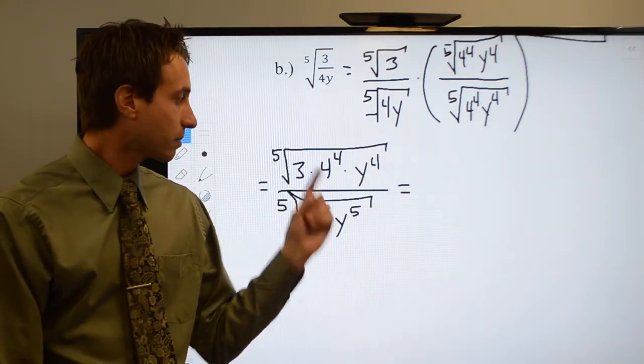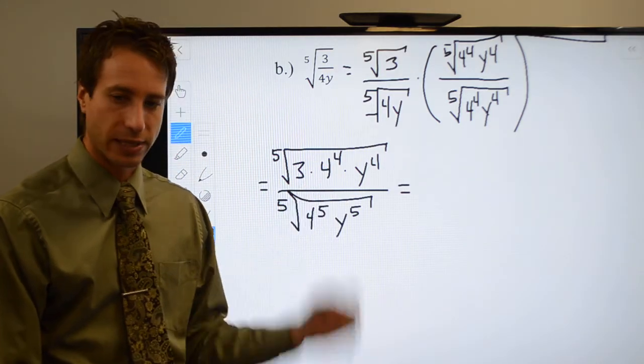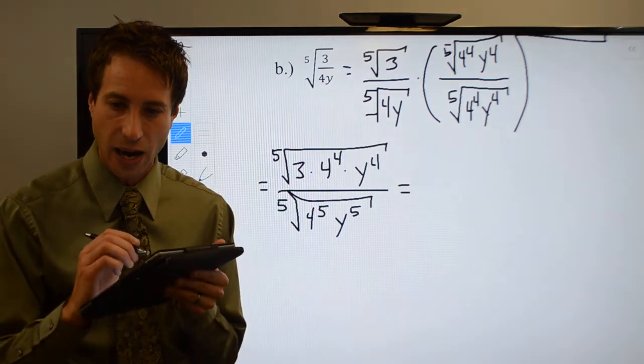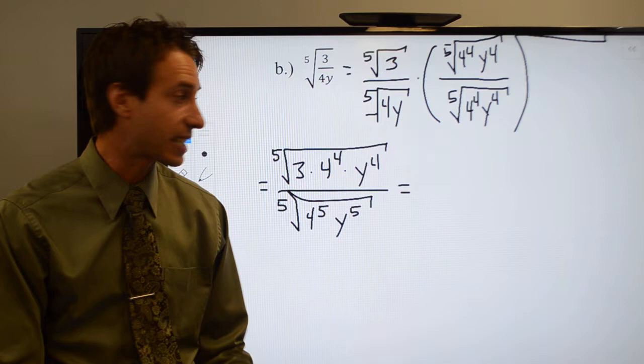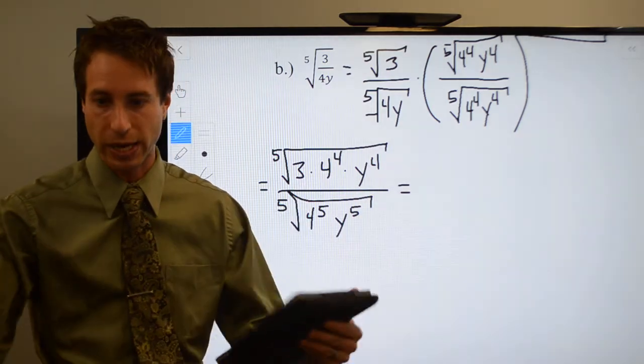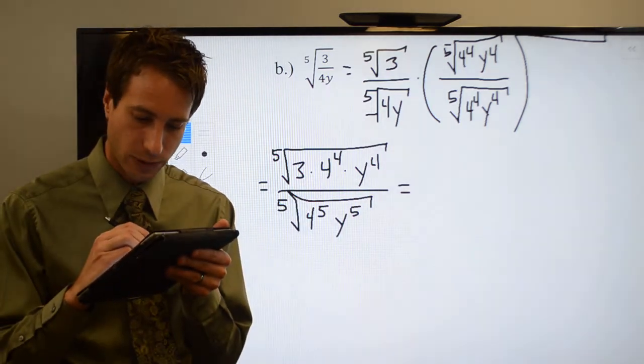Okay, here we go. 4 to the 4th power times 3 is going to be 768. Well, 4 to the 4th is 256, which I would then multiply by 3, which is going to be 768.